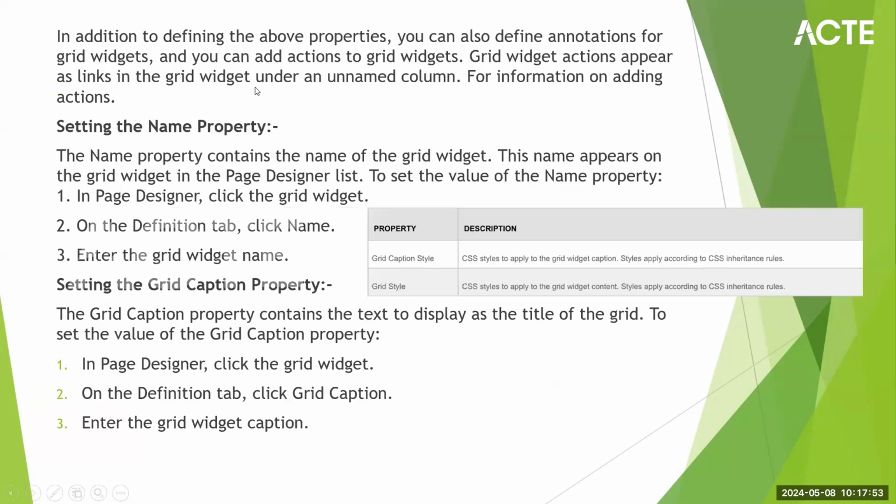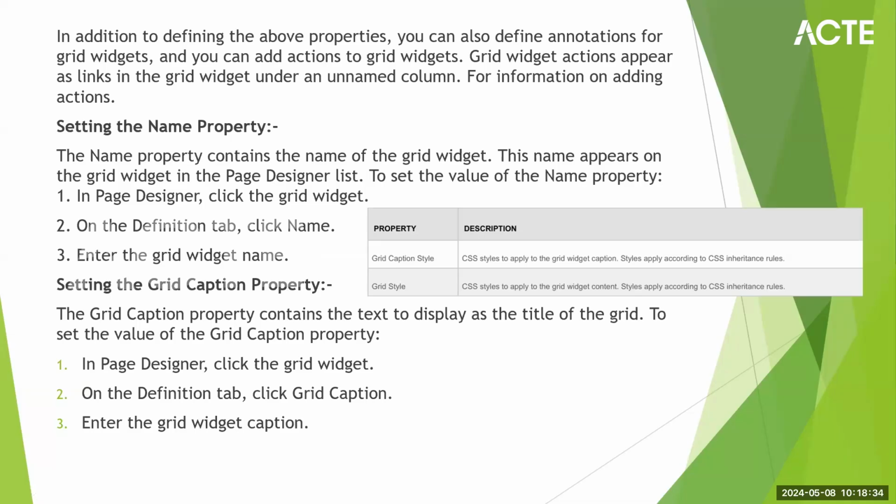Now, setting the name property. How do you set a name property for the grid which you have created? What name do you want to give the particular grid which you have created in the page designer? The name property contains the name of the grid wizard. This name appears on the grid wizard in the page designer list. To set the value of the name property in page designer, click the grid wizard. On the definition tab, click name and then enter the grid wizard name.